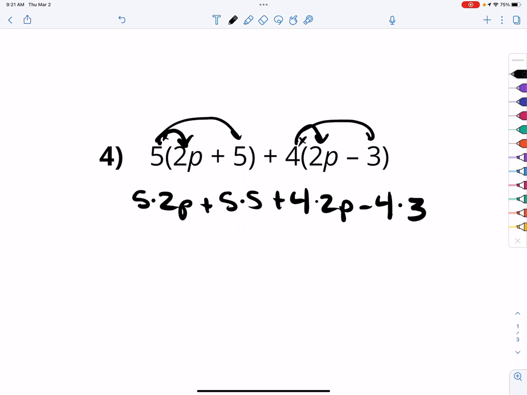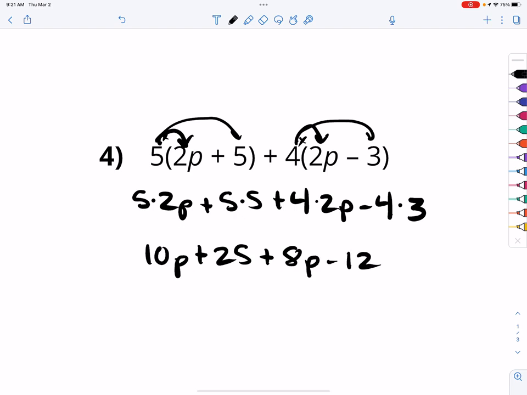5 times 2p is 10p. 5 times 5 is 25. 4 times 2p is 8p. And then 4 times 3 is 12. I'm going to highlight my like terms. I'm going to make sure I include the operations with those terms, and then reorganize.